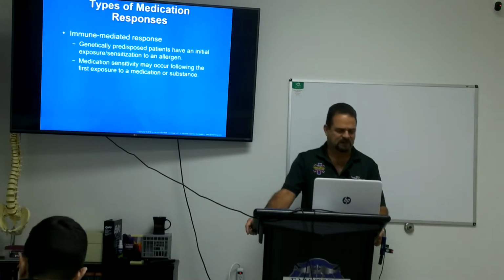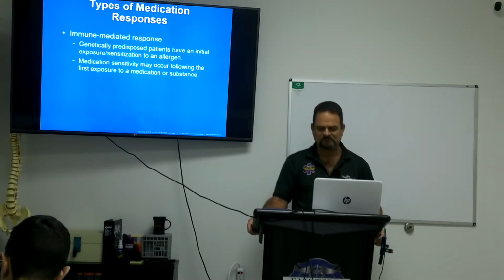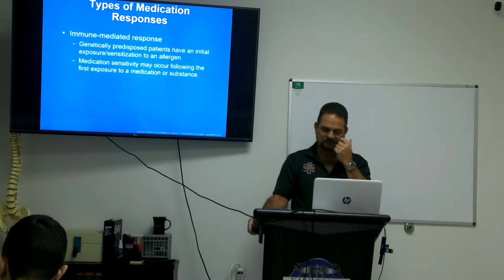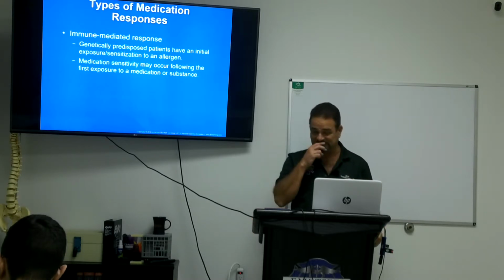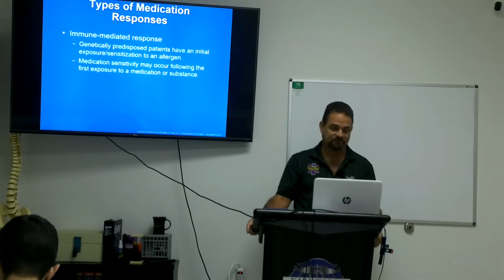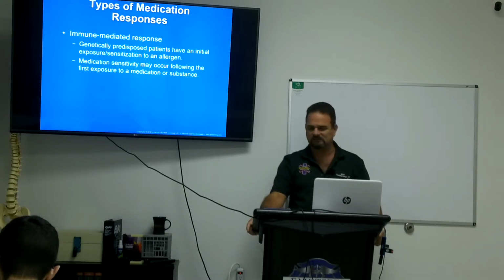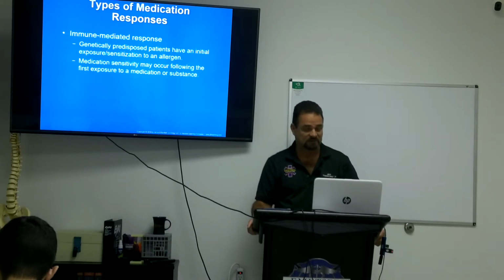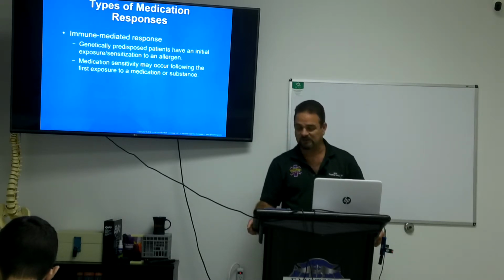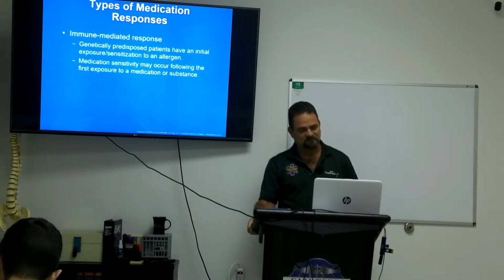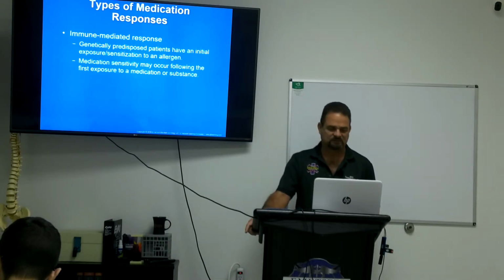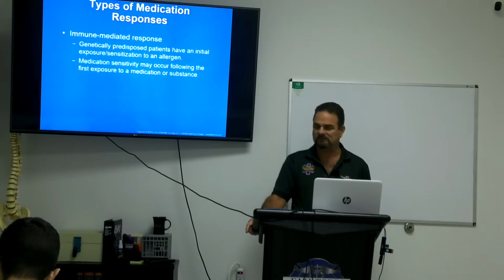Immune-mediated medication responses include the following. It's medications and substances in the environment that can cause an exaggerated response of the body's immune system, such as an allergic reaction. Patients who are genetically predisposed have an initial exposure and sensitization to the particular allergen. Therefore, their immune system starts to create antibodies. When the patient is re-exposed to the allergen, a potentially massive cascade of immune system activity occurs, which causes anaphylaxis. Anaphylaxis can occur days or weeks after initiating a medication.